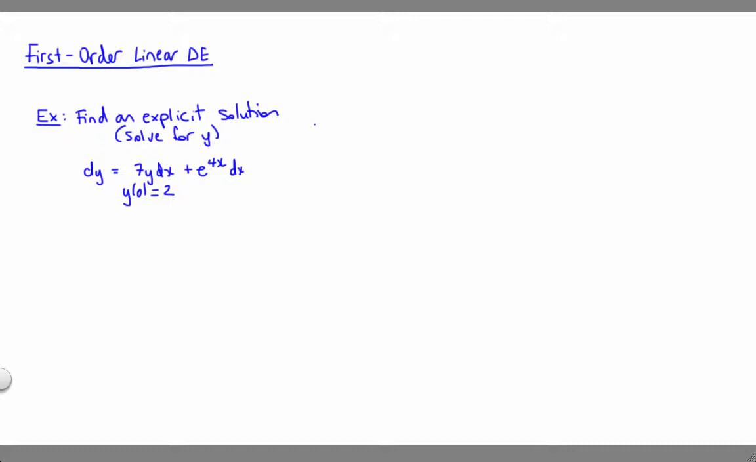Here's our example. We're going to find an explicit solution, meaning we're going to solve for y. We're given a differential equation as well as an initial condition. We're going to run through the 6-step procedure for solving linear DEs.